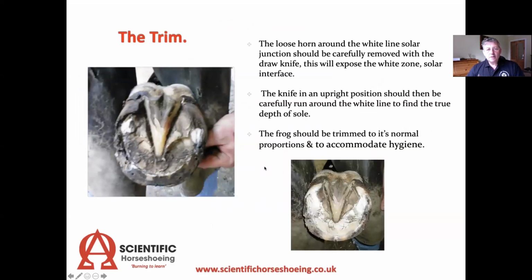So that's the first assessment we make with the trim. So we're looking at the heel height, we're identifying the heel buttress, making sure that we've trimmed the frog up and we've cleared the periople. The loose horn around the white line, solar junction, should be carefully removed with the draw knife. This will expose the white zone and solar interface.